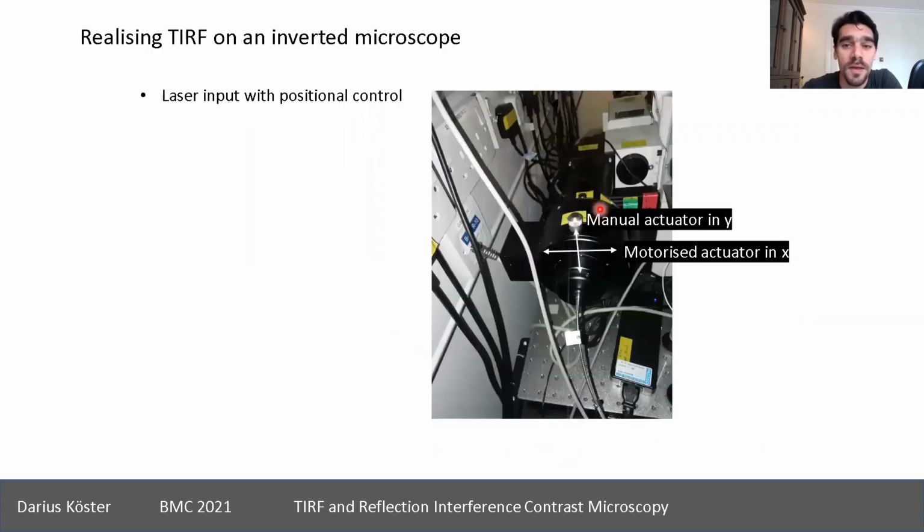And how does it look in real? So this is now one of the examples. That's the microscope we have in the lab. It's a Nikon microscope, but it looks very similar, I guess, for other manufacturers. Here the coupling in of the laser is happening at the back, and you have two axes, of course, the X and Y axis. In this setting, one axis is controlled by a motorized actuator, in this case the X axis. And here you see the little knob that's for the Y positioning.